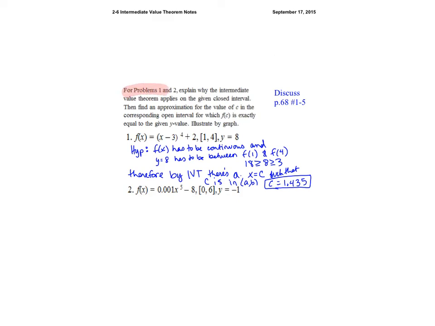For problem 1 and 2, explain why the intermediate value theorem applies on the given closed interval, then find the approximation for the value of c and the corresponding open intervals for which f of c is exactly equal to the given y value. Illustrate by graph.